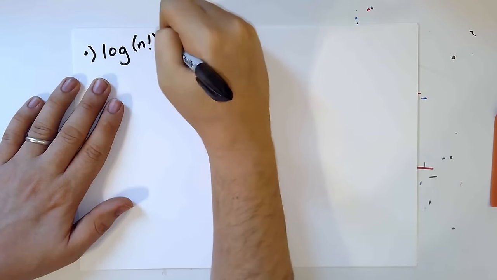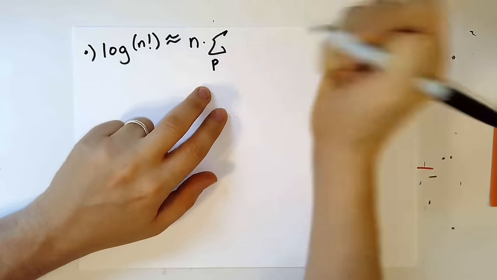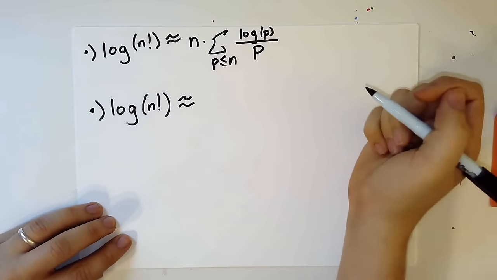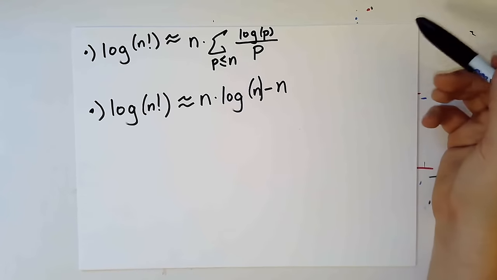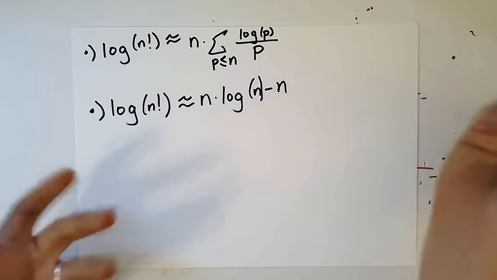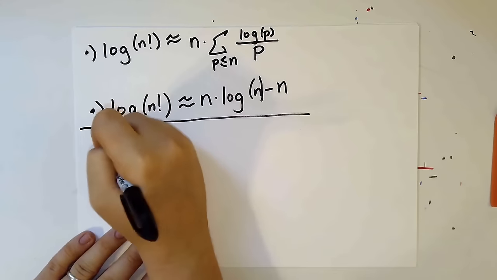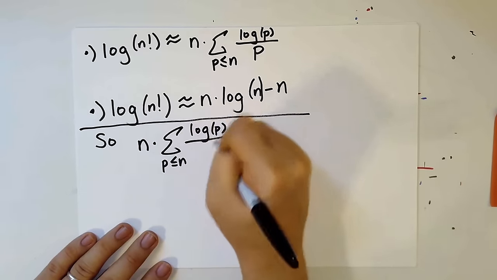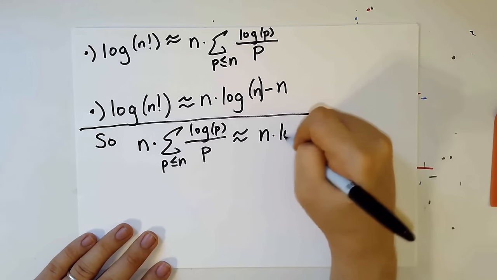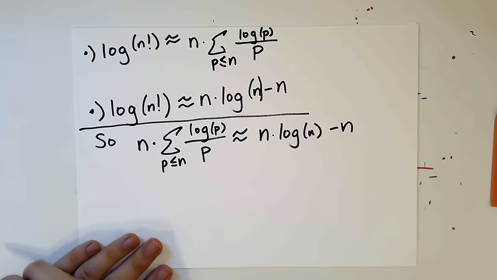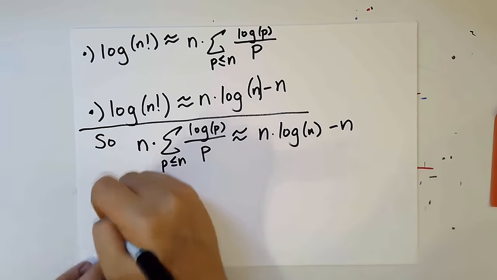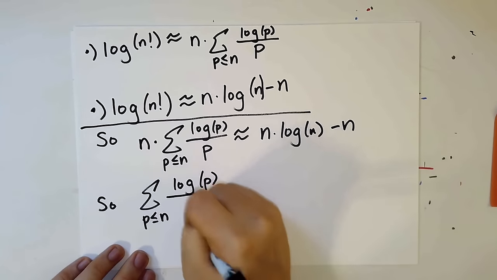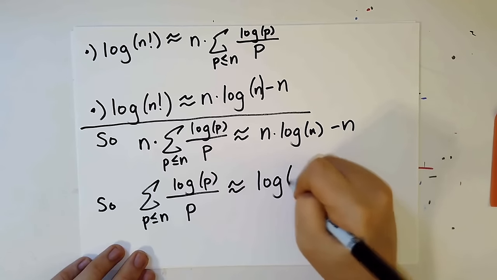As promised, we have now produced two different approximations of the log of n factorial. This first one, which involves the primes, and this second one, which is just what we got by integrating the natural log function. Because these two things are approximately equal to the same thing, they must be approximately equal to each other. And so we get that n times the sum across the primes less than or equal to n of the log of p over p is approximately equal to n times the log of n minus n. Now I'm just going to divide everything in sight through by n. So I'm going to get that the sum across p less than or equal to n of the log of p over p should be approximately the log of n minus 1.